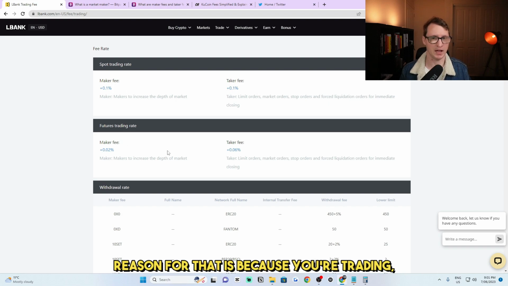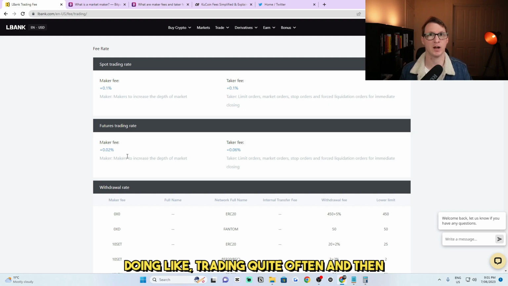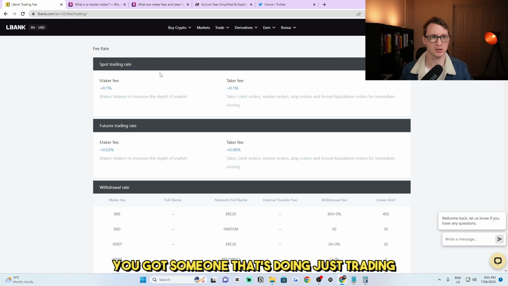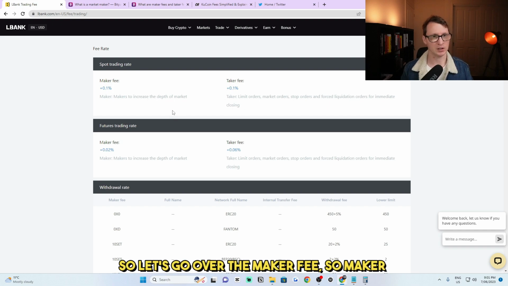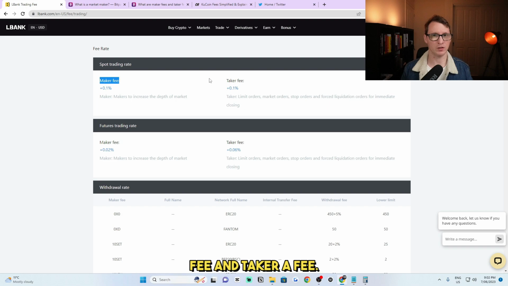And the reason for that is because you're trading. This is a trading rate, for someone that's trading quite often. And then you've got someone that's doing just trading here and there, maybe buying and putting it into their account and holding it. So let's go over the maker fee and taker fee.